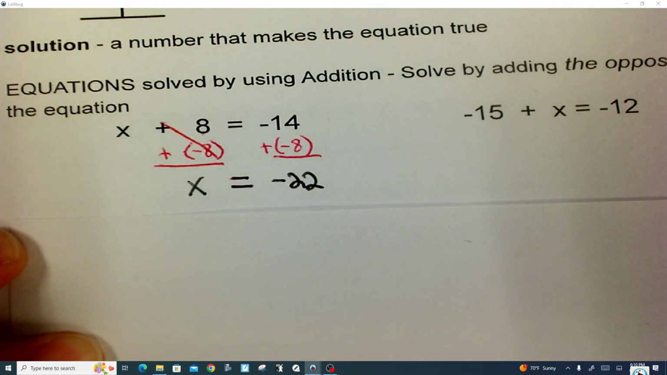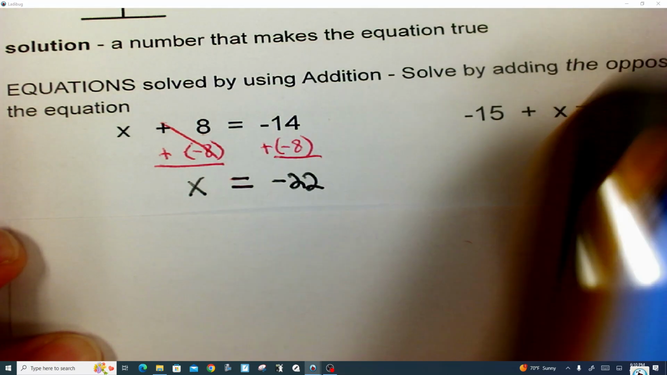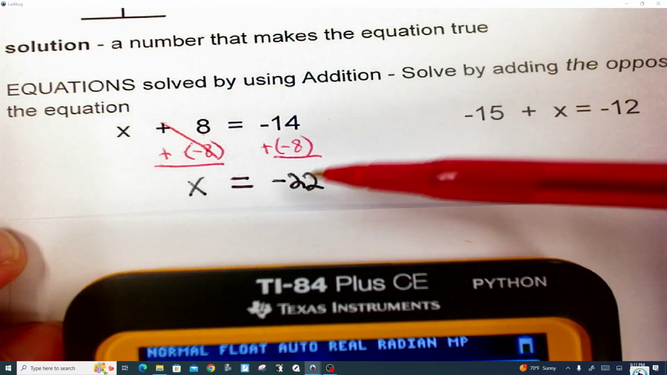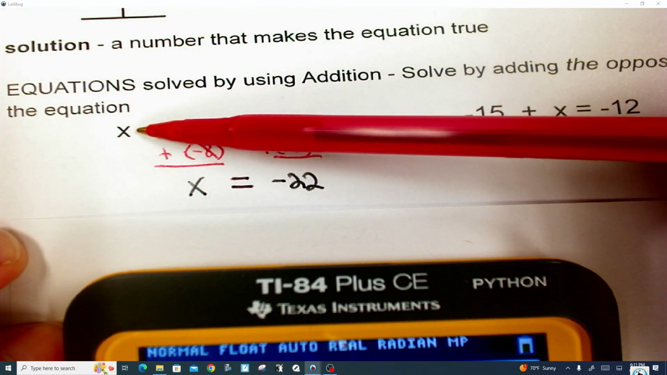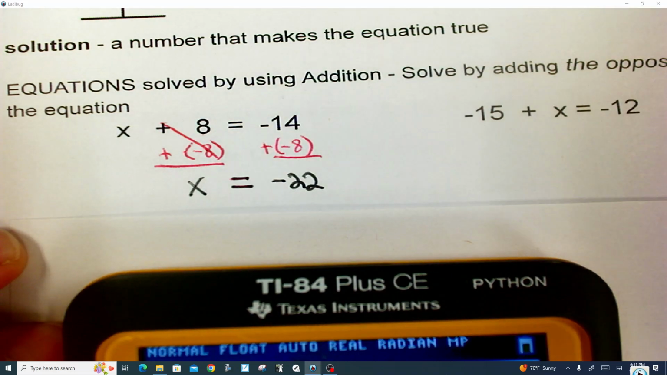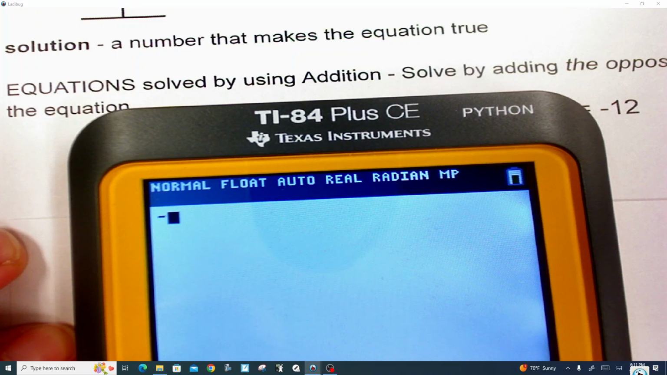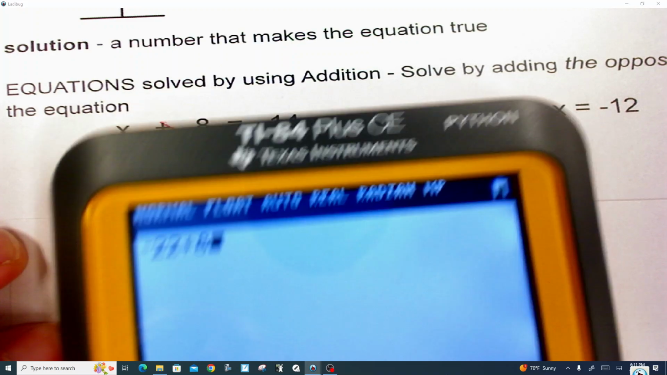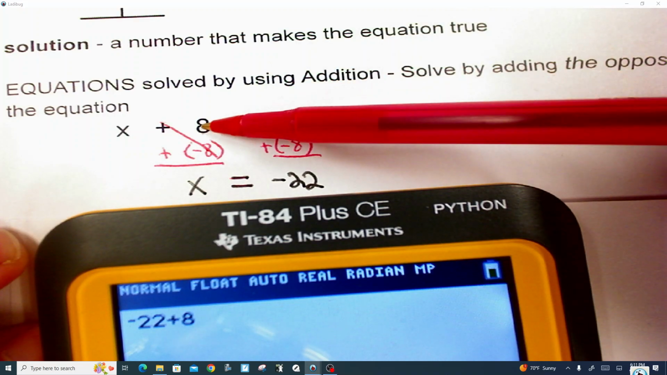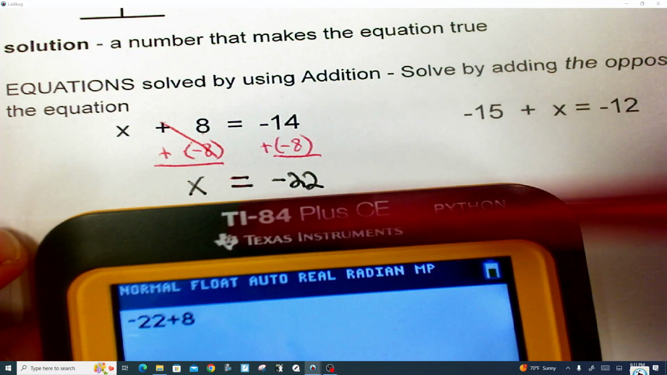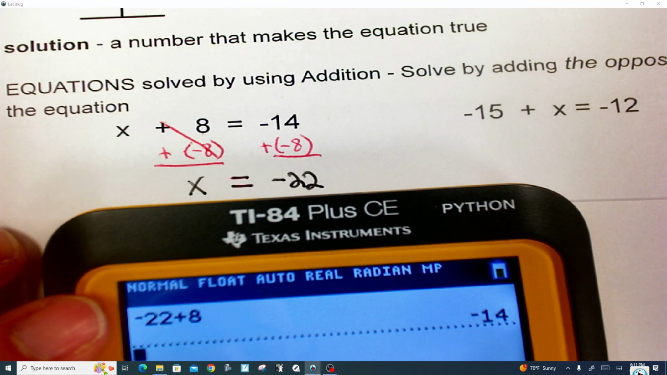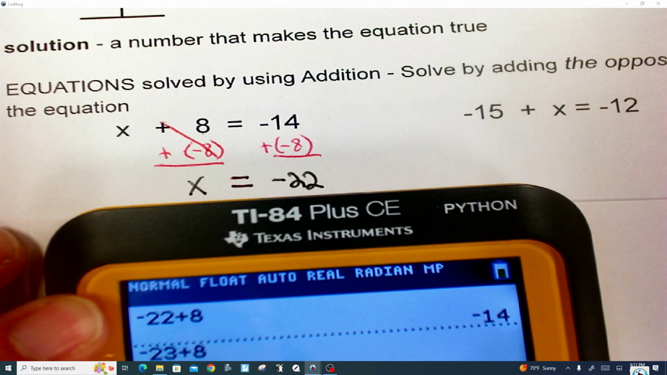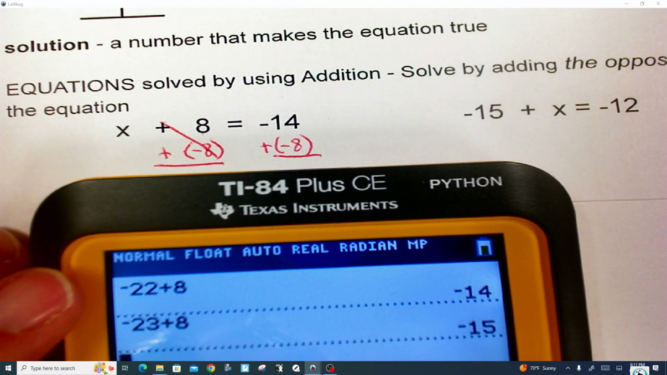At this point, what you really need to do is find out whether this is the right answer. You're saying x equals negative 22. So in your head, make this x negative 22, and then add 8 to it, because that is what the equation is doing. If this indeed equals negative 14, we know we have the right answer. If we messed up and said the answer was negative 23, it wouldn't have gotten us negative 14. It would have gotten us negative 15.